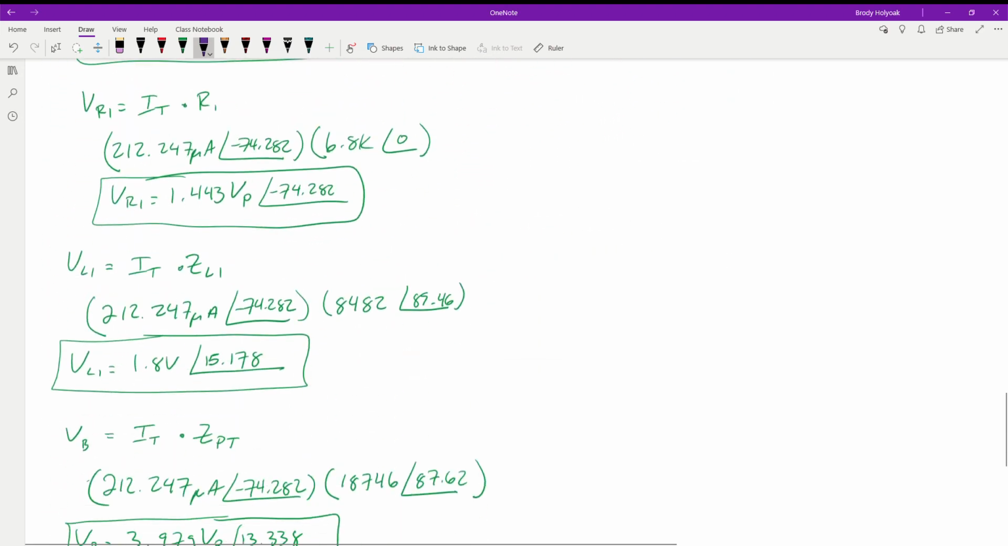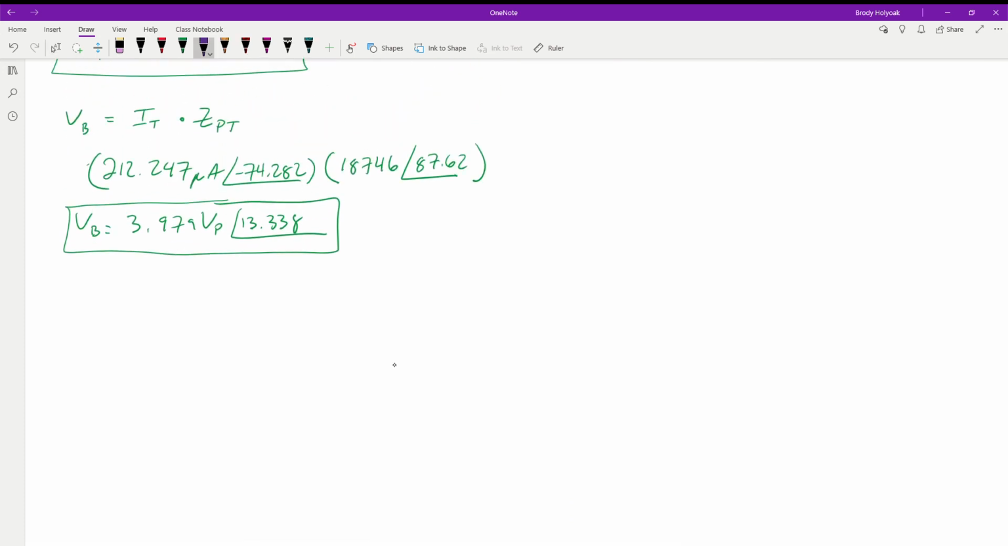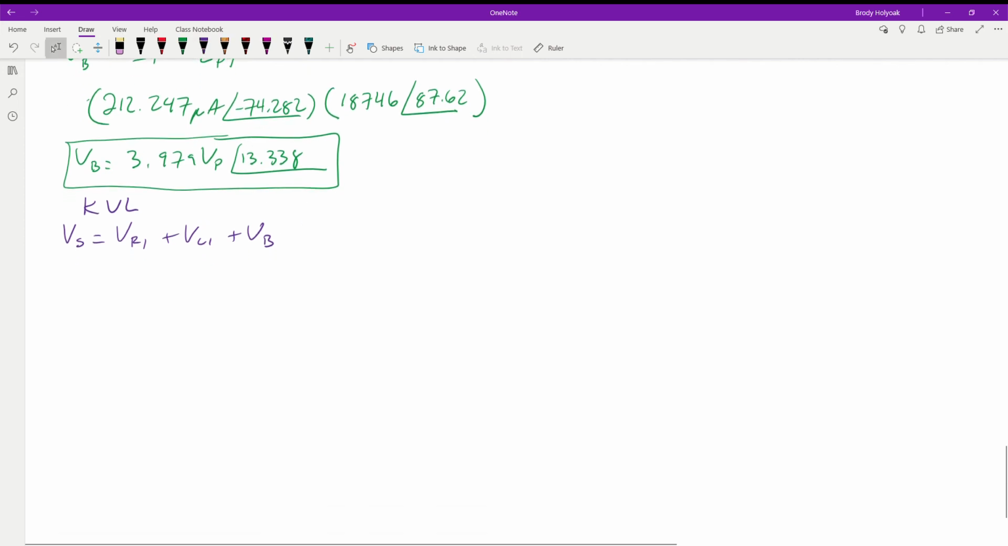To simplify and streamline that process, the voltage source has to equal all these voltage drops. So it has to be VR1 plus VL1 plus VB, and those have to equal each other. Otherwise, we've done something wrong and we're dropping voltage in places that we shouldn't. So here's our formula for our KVL, the Kirchhoff's voltage law double check, to make sure that we have these voltages correct. So now we just start writing these out.